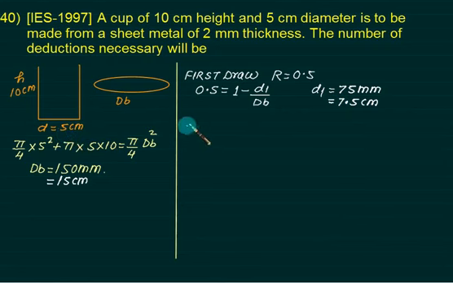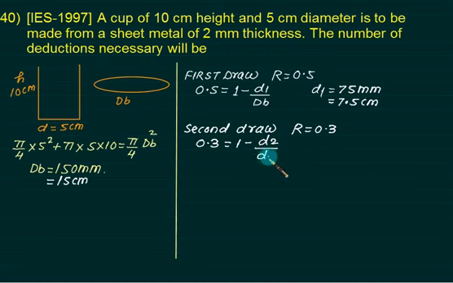So we will go for second draw. For second draw reduction is 30%. So we have 0.3 equals 1 minus D2, the diameter after the second draw, over the first draw diameter D1. Put D1 equal to 7.5 and get the value of D2, 5.25. So 5.25 is still more than 5 cm, so you have to go for third draw.